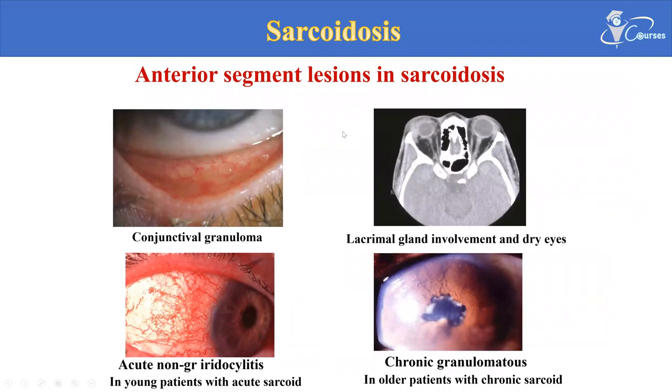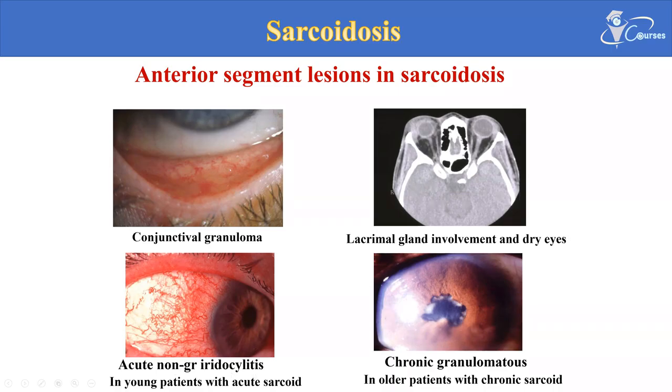In the anterior segment, sarcoidosis can present with conjunctival granuloma. So there could be sarcoid granuloma under the conjunctiva. It's also one of the commonest causes of lacrimal gland enlargement. Lacrimal gland involvement and dry eyes is one of the commonest presentations of sarcoidosis, and we also mentioned it in the dacryoadenitis. Remember, in the oculoplastic section, we said that it can be chronic non-specific inflammation or can be due to sarcoidosis. In acute cases, they will present with acute non-granulomatous iridocyclitis.